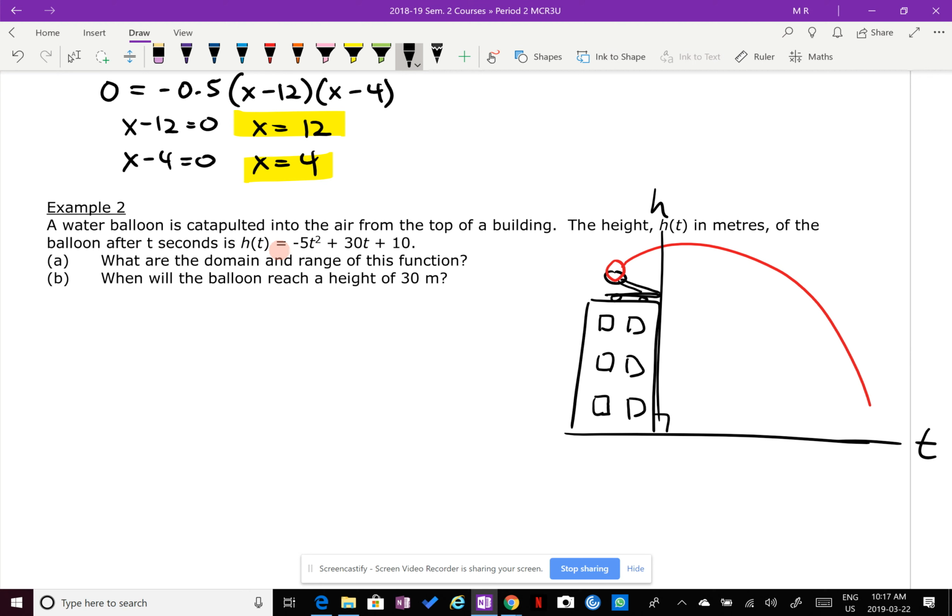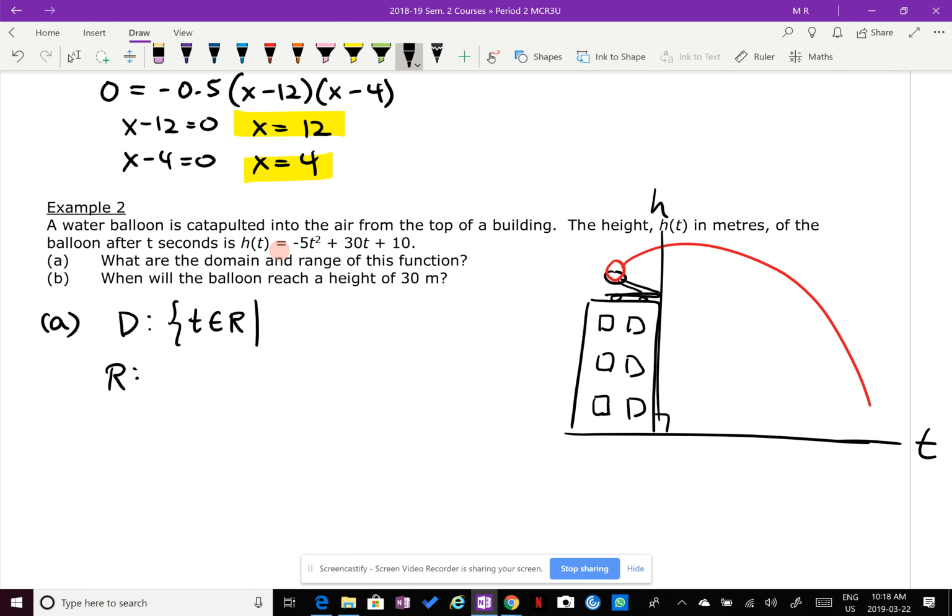And so the rest of this goes like this. So A is, what is my domain and range? And for quadratics, usually the domain is every real number. However, here's a word problem. So here in our word problem, the domain will be slightly different.